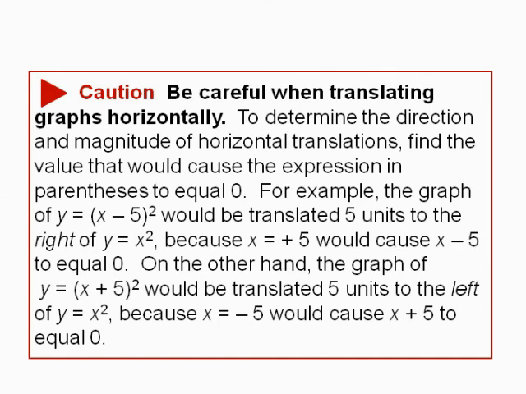Now, notice this caution here is pretty good. Like that other one I read, you might have been scratching your head, but it says, determine the magnitude and direction of horizontal translations. Find the value that would cause the expression in the parentheses to equal 0. So, for example, the graph of y equals x minus 5 squared would be translated 5 units to the right of y equals x squared. See, because if you put a positive 5 in here for x, you get 0. On the other hand, the graph of y equals x plus 5 quantity squared would be 5 left. And again, if you plug in points, you'll see that, because if you put negative 5 in there, you'll get 0. So that's another good way to check.